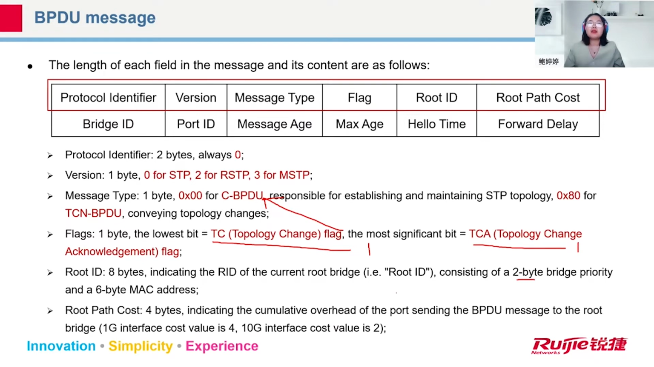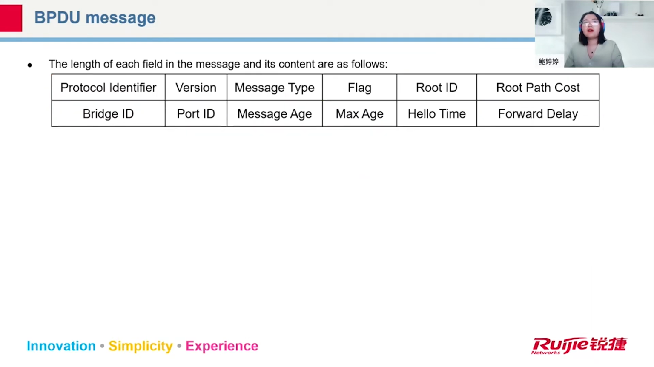And the next part is the RPC, root path cost. It is 4 bytes long and indicates the cost value of each link. It depends on your interface bandwidth. For a 1 gigabit interface, the cost value will be 4. For a 10 gigabit interface, the cost value is 2. Pay attention to this part. Okay? So this is the first one.